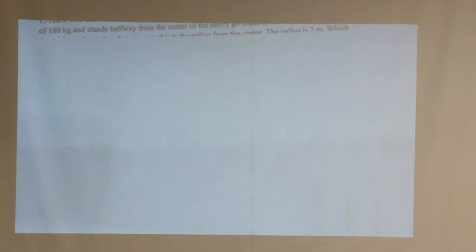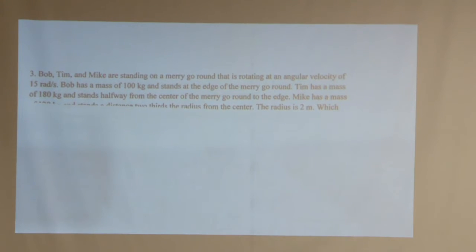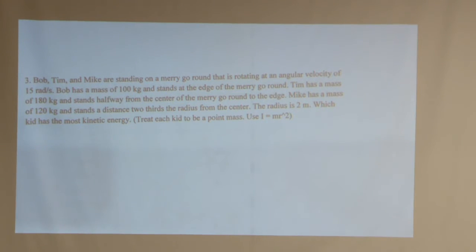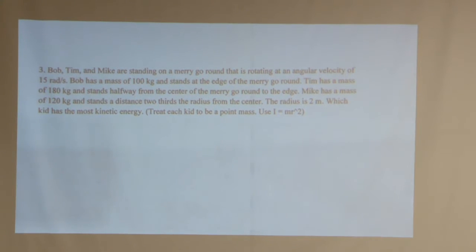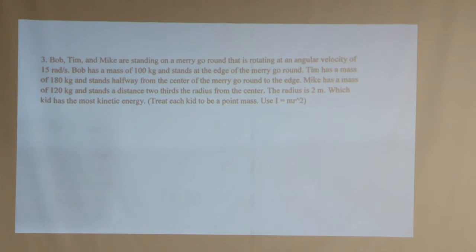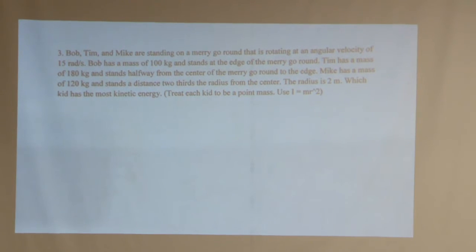This problem has to do with rotational energy and also moment of inertia. All right, so Bob, Tim, and Mike are standing on a merry-go-round that is rotating at an angular velocity of 15 radians per second. Bob has a mass of 100 kilograms and stands at the edge of the merry-go-round. Tim has a mass of 180 kilograms and stands halfway from the center of the merry-go-round to the edge. Mike has a mass of 120 kilograms and stands a distance 2/3 the radius from the center. The radius is 2 meters. Which kid has the most kinetic energy? And for the sake of this problem, we're going to treat each kid as a point mass. So the moment of inertia for a point mass is mr squared.